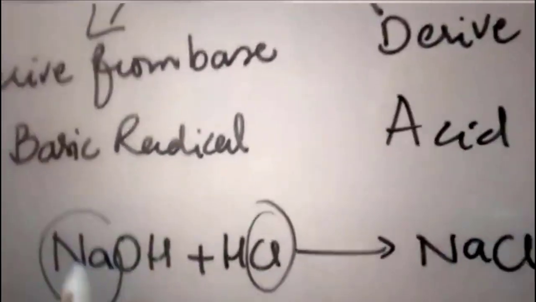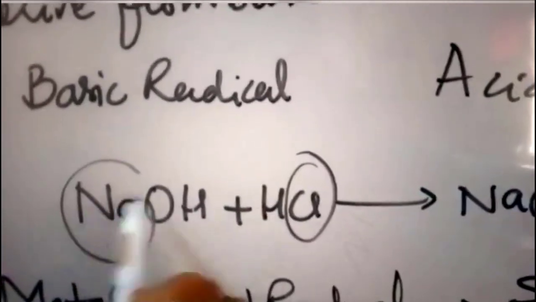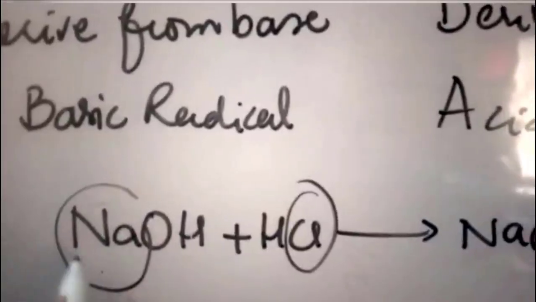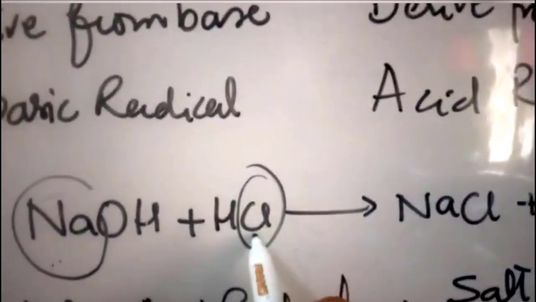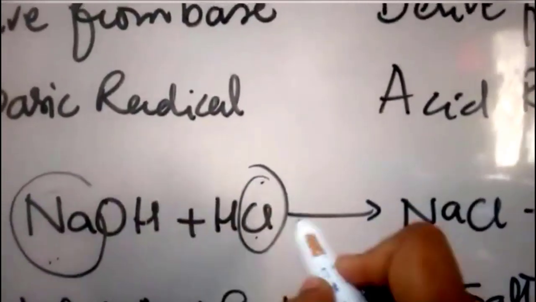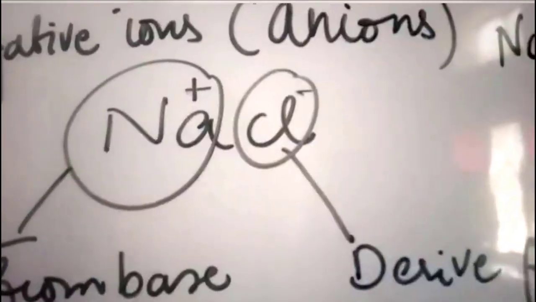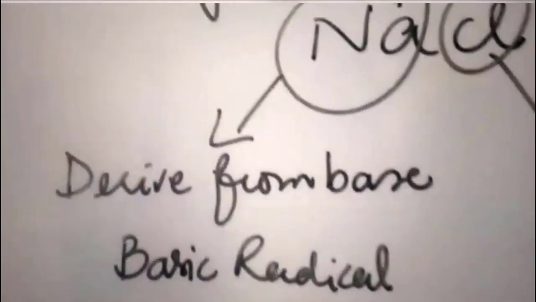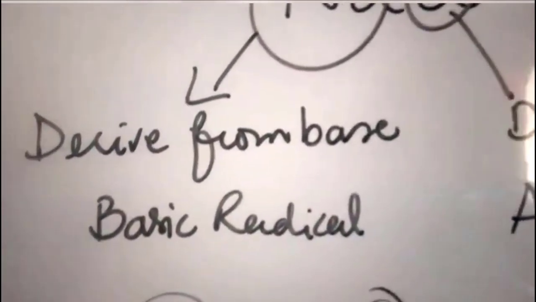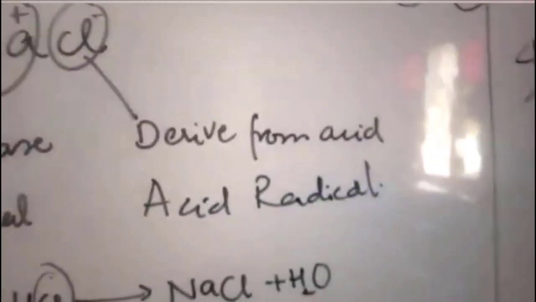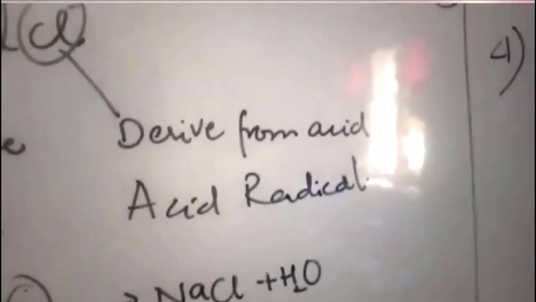So sodium is a metallic part or basic radical, because it is derived from the base. Chlorine is derived from an acid, so it is an acid radical. Sodium is positive, it is the basic part, and chlorine is negative, it is an acidic part. So a part derived from the base is called a basic radical, and if it is derived from the acid, then it is called an acid radical.